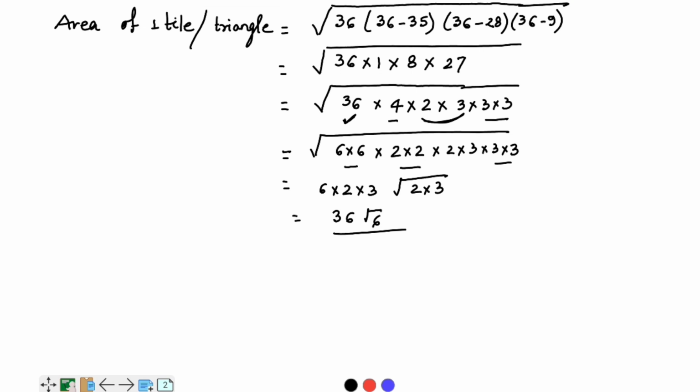Now this is the area of one tile or one triangle. Now we have to find out the area of 16 tiles, or 16 triangles.